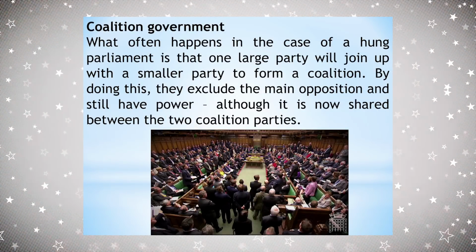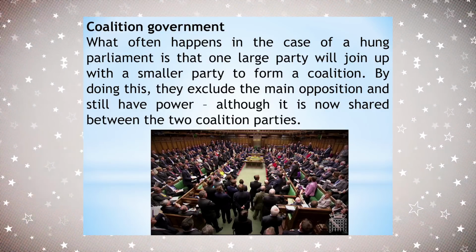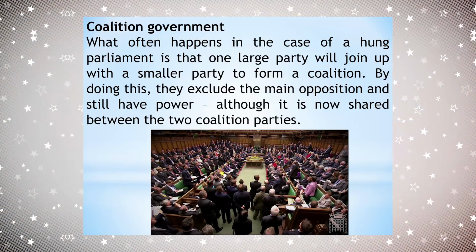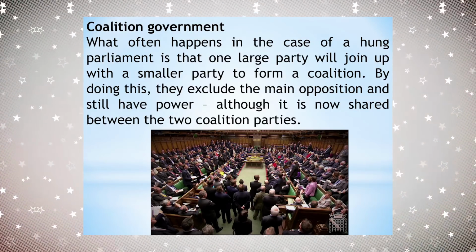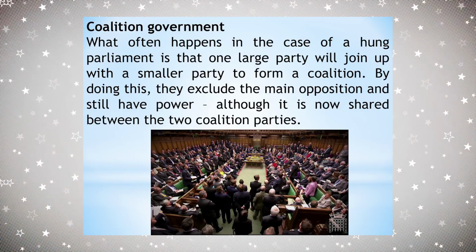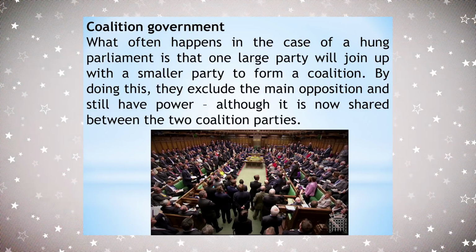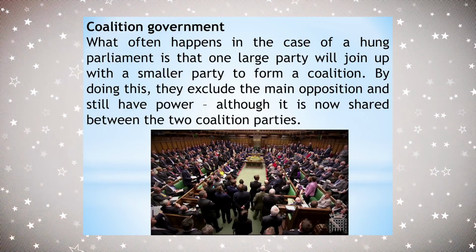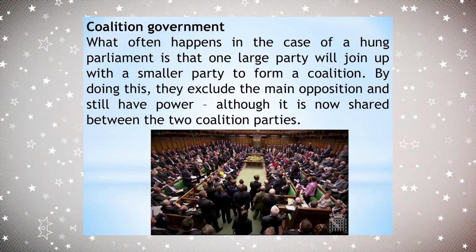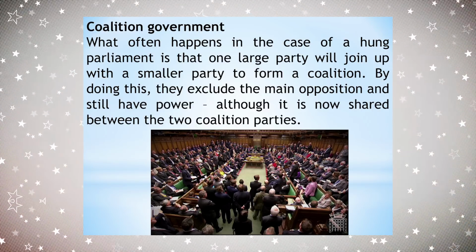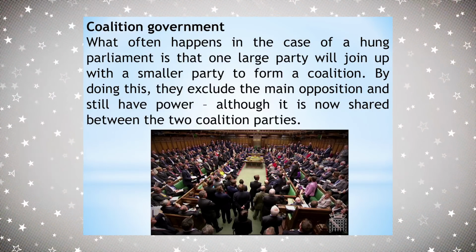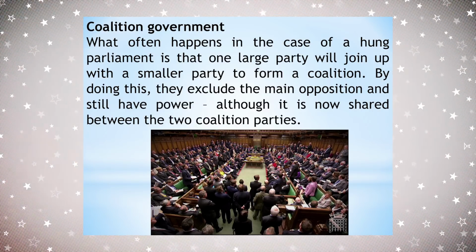Coalition government. What often happens in the case of a hung parliament is that one large party will join up with a smaller party to form a coalition. By doing this, they exclude the main opposition and still have power, although it is now shared between the two coalition parties.